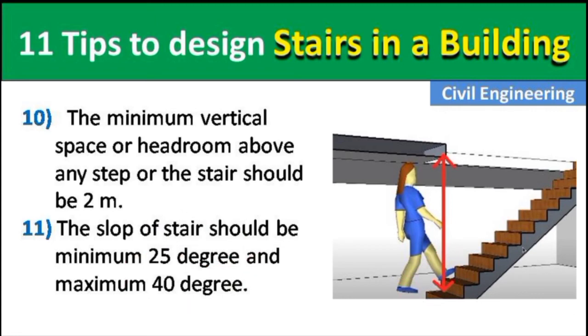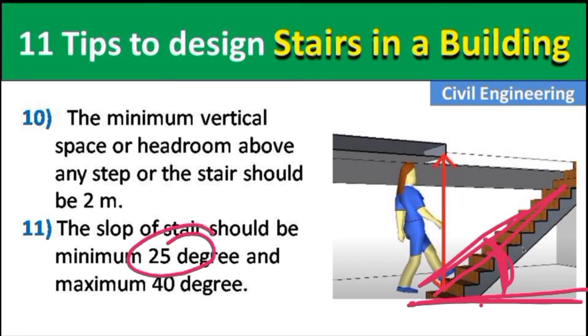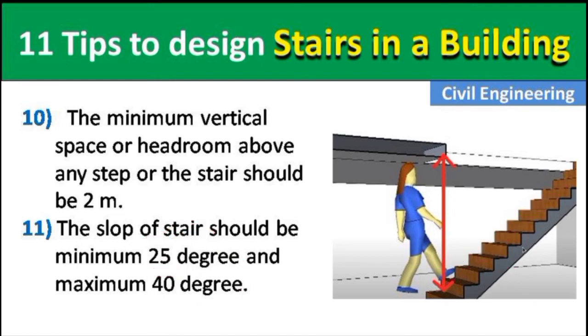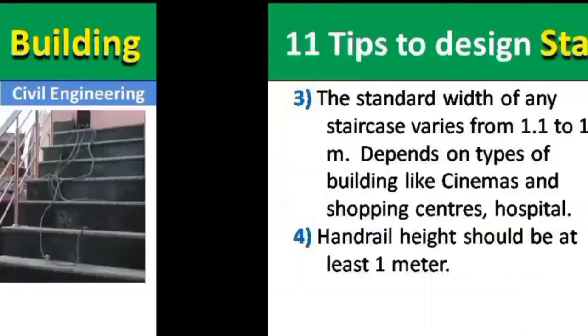Okay, so this is our horizontal land and this is the stair. So this angle should not be less than 25 degree and more than 40 degree. Okay, so it is recommended that we should provide 30 degree or 35 degree as the angle between the horizontal and the staircase. Okay, so these are the most important points to design a staircase in a building.